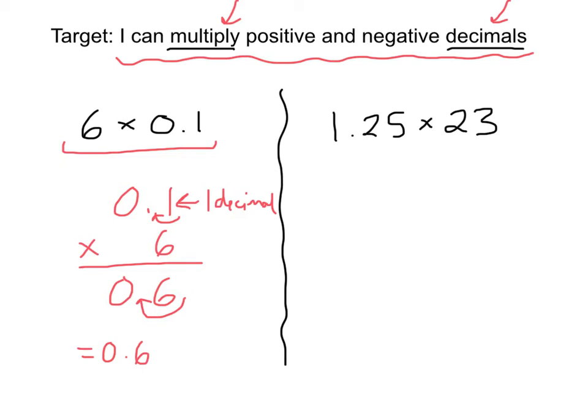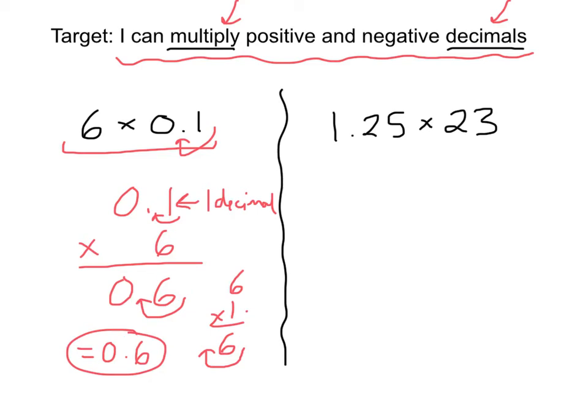An easier way to think about this is to just multiply the numbers, like take the decimals out. 6 times 0.1 is 6 times 1, which is 6. There's one decimal place in the numbers that are being multiplied, so I'm going to move the decimal in one place to give me 0.6. Let's try that with the next number.